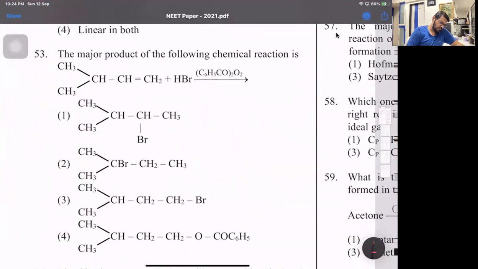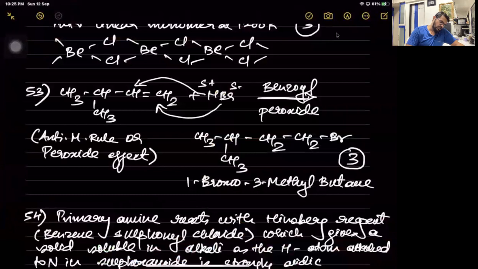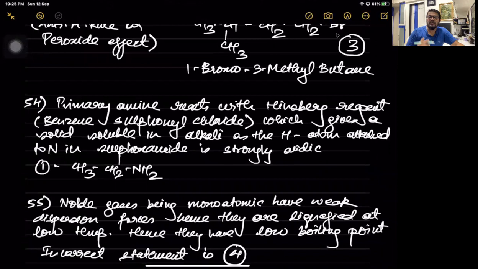Then next one, which of the following will react with Hinsberg's reagent to give a solid which dissolves in an alkali? Now, Hinsberg's reagent is nothing but benzene sulfonyl chloride. So it has to be a primary amine, where the primary amine reacts and gives a compound which is soluble. Why? Because there is a hydrogen atom directly attached to the nitrogen atom in the sulfonamide, which is strongly acidic. So the compound has to be a primary amine, those compounds with the group NH2. That's answer 1.